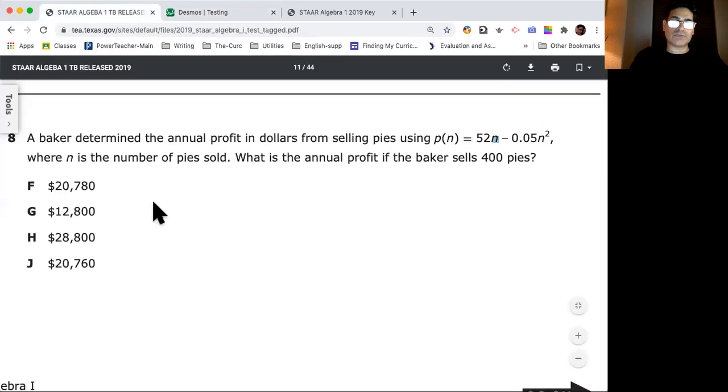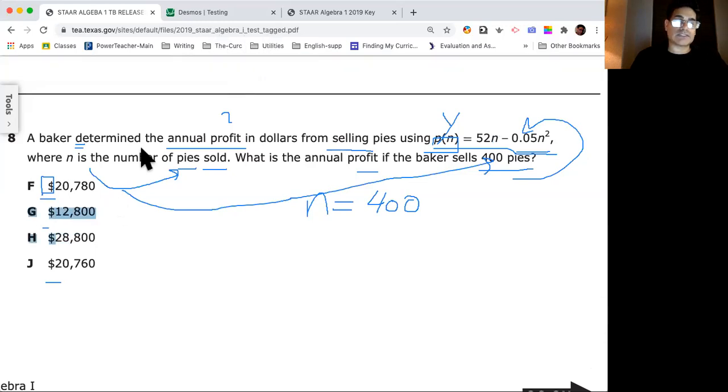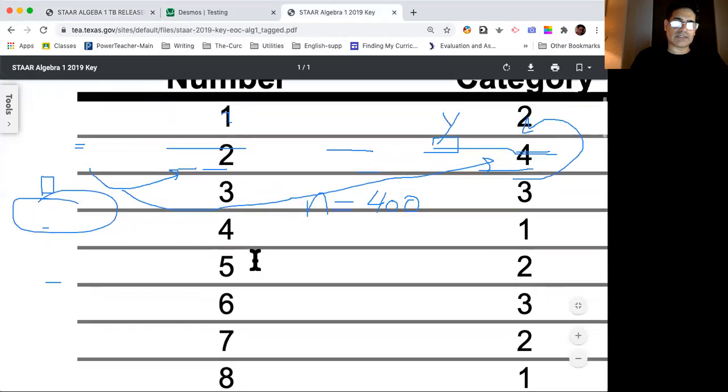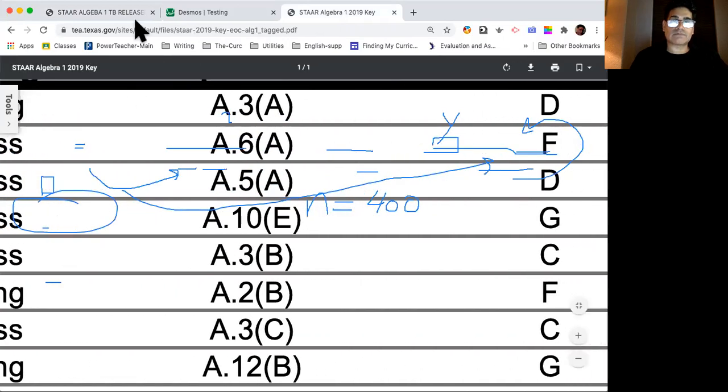We choose to take G here. Let's see if that's correct. Let's take G, bubble that in, check our answer key. 8 is G. G, that works.